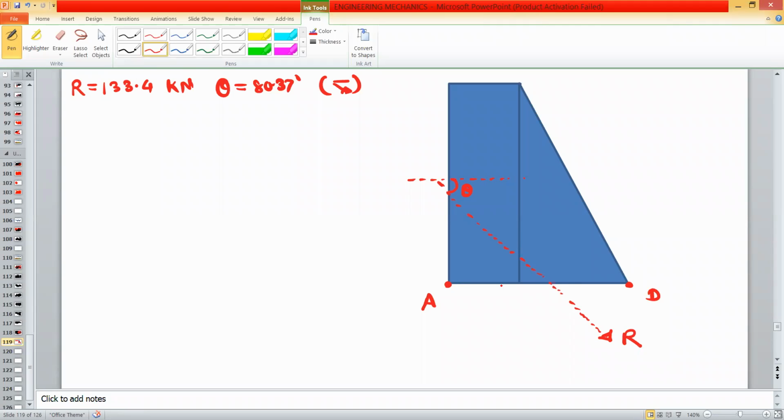Now we have to find out on this base AD. Let us consider this intersection as a point S. Okay. So we have to find out this distance AS. To find out this distance, first we have to find out the perpendicular distance. So this is the perpendicular distance, that is AD. We can find out D by using Varignon's theorem.